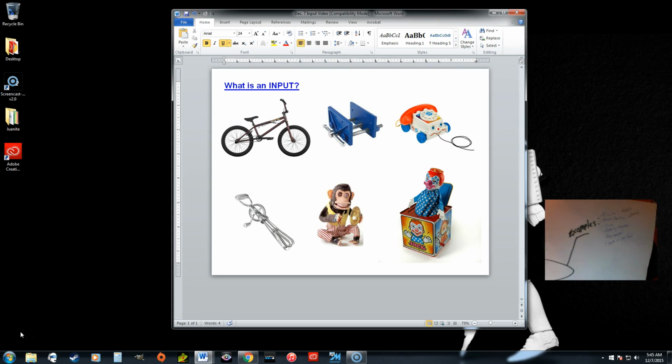Also, I wrote my examples here. Notice how I use a different color. My examples I wrote in blue. I have a bicycle, phone pull toy, a vice, we'll talk about that, a clapping monkey, egg beater, Jack in the Box. I wrote that in blue, and then in pencil I'm writing what the inputs are. So in a different color I'm actually writing what the inputs are on that. Pause that here if you need it.